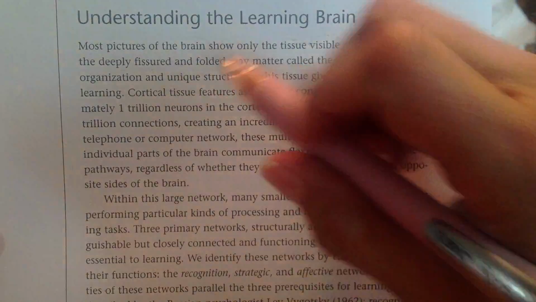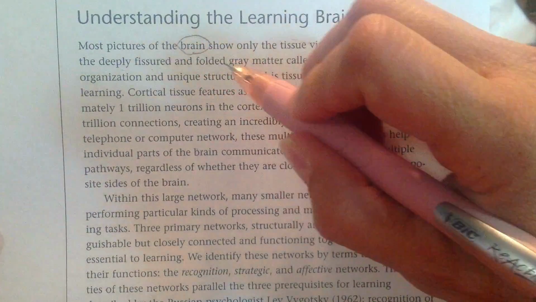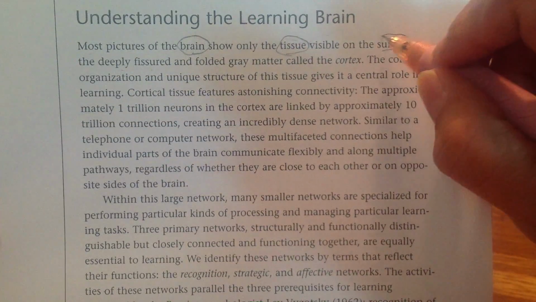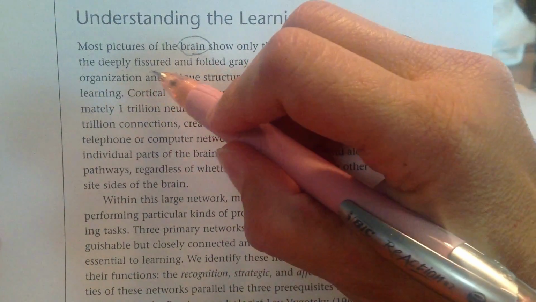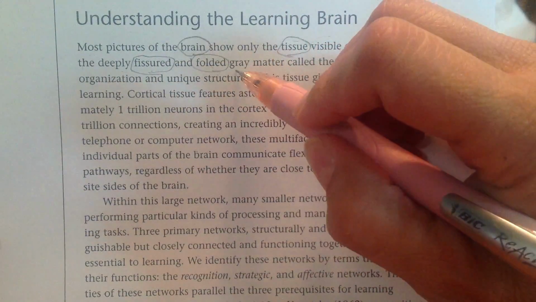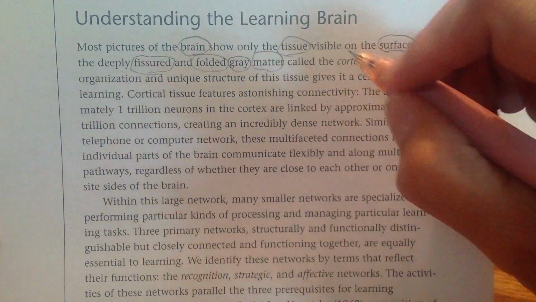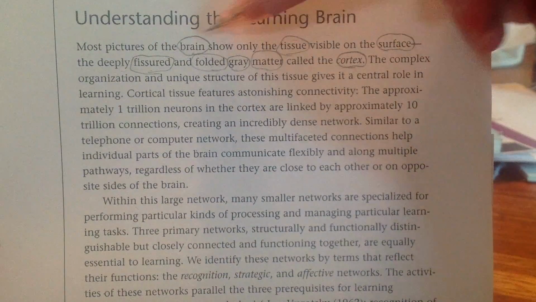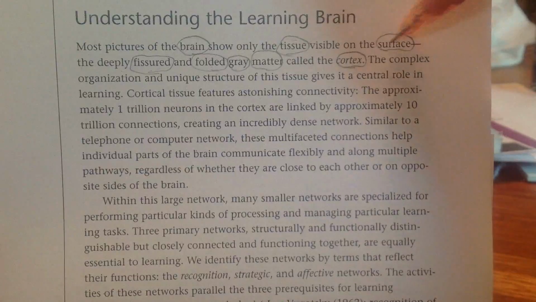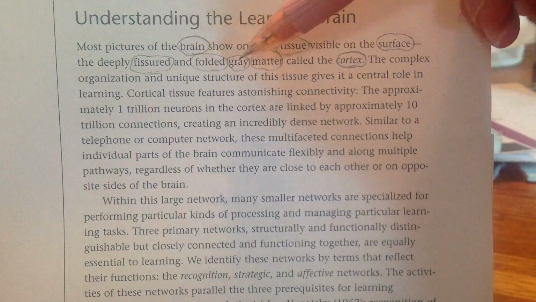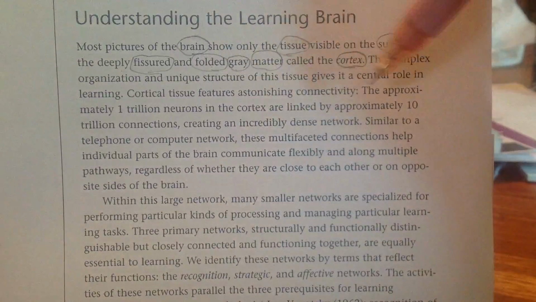Most pictures of the brain, okay, we're talking about the brain, so I'm going to circle a key word, show tissue visible on the surface, the deeply fissured, that's a big word there, fissured and folded gray matter called the cortex. So now I'm going to explain it to myself. I'm going to discuss: the brain tissue on the surface is called the cortex. It is deeply fissured and folded gray matter. So now I can continue.